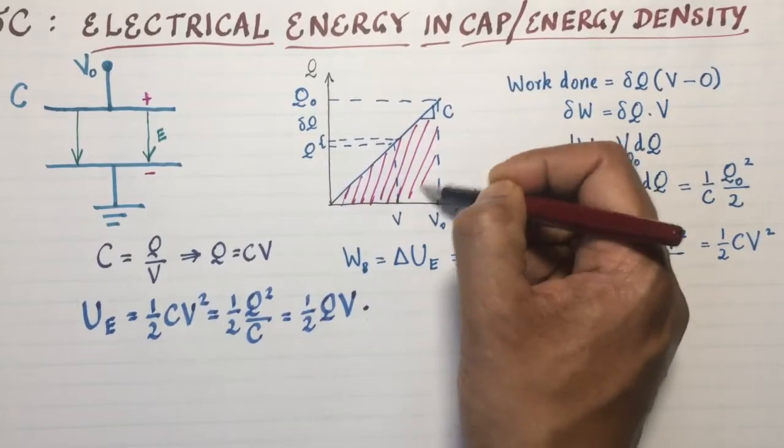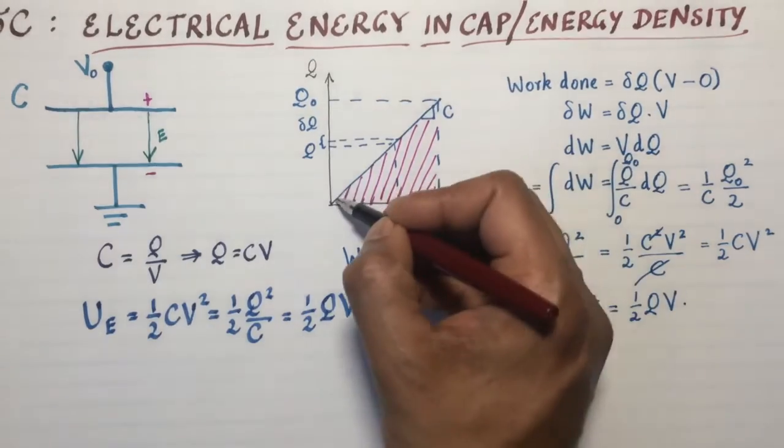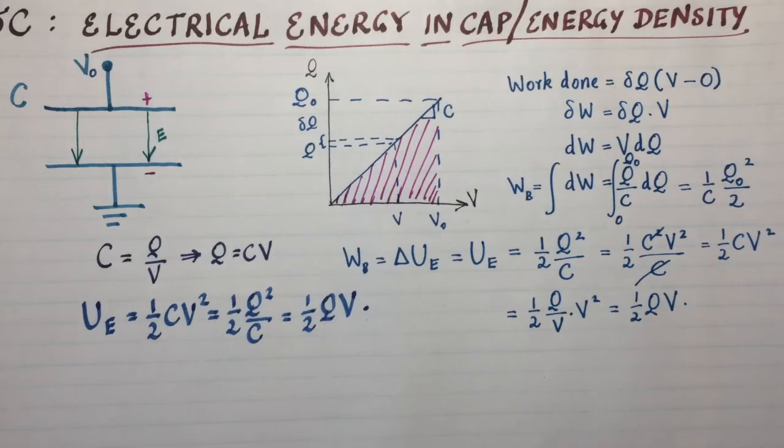I'm particularly fond of 1/2 QV because it is exactly the area under the curve. The area under the curve is 1/2 times base times height. So it tells you correctly that the amount of energy stored is just the area under that Q versus V graph. So any of these three expressions can be used.